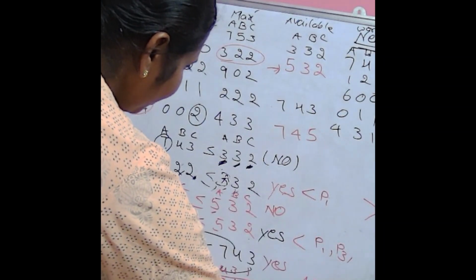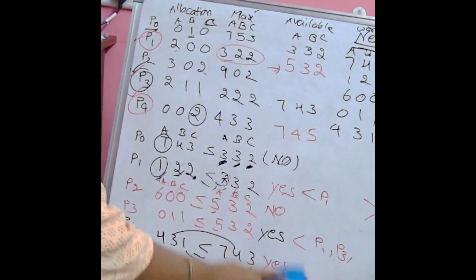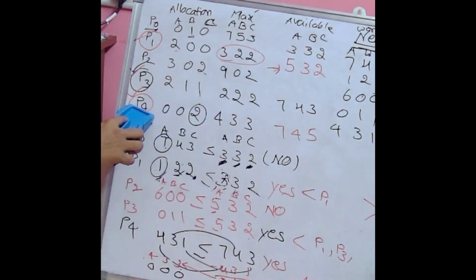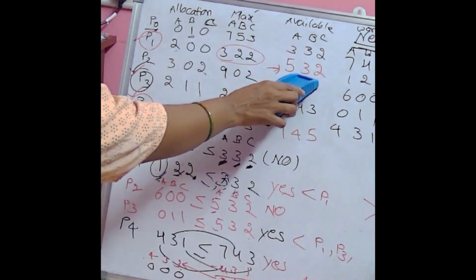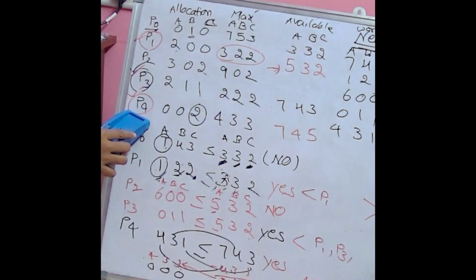P1, P3, P4 are completed. Whenever not, it will not allocate. After P4, after P1, this one is available. After P3, this is the system availability. After P4, this is the availability of the system.